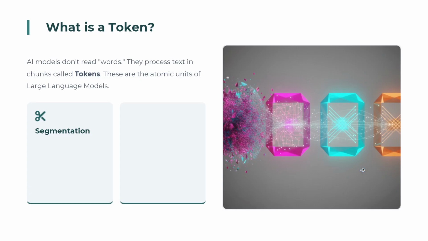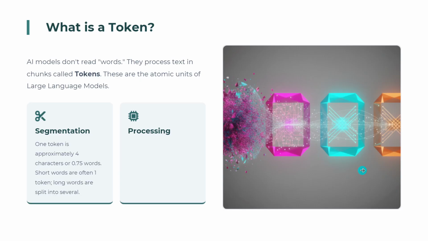For example, a common word like Africa might be seen as a single token. However, a long or complex word like technological might be sliced into three separate tokens: tech, nolo, and gical. Why does this matter? Because every time you send a prompt, you are essentially spending tokens. Understanding this helps you to realize that AI is not just reading our text, it is measuring it.